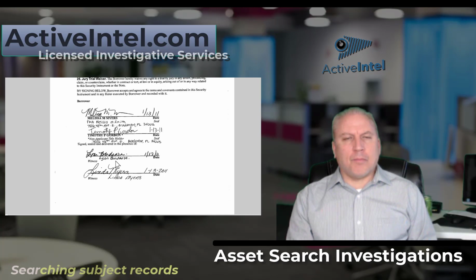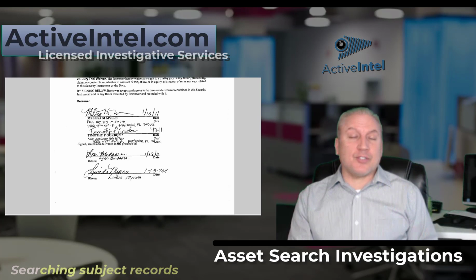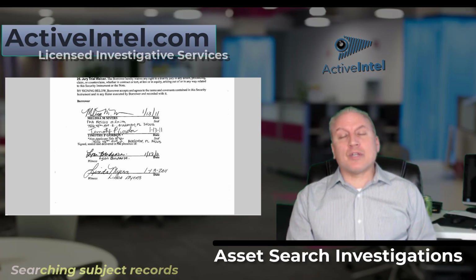Lynn Bondanza and Linda Myers. Well, guess what? Linda Myers, Melissa Myers, same name. What this probably means is that these parties were present when this mortgage was signed. They may have gone to the closing agency, or in some cases, when a mortgage is done remotely, they mail you the documents, you sign them, and you have witnesses with you. These may be people that are associated with the borrowers. Again, nothing specific about these people or this mortgage. It's just an example of what to look at.